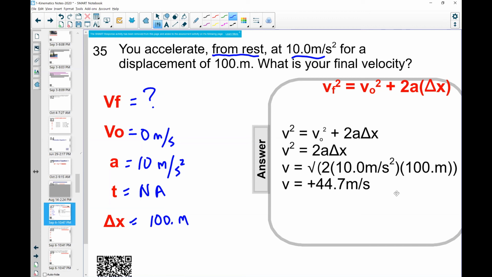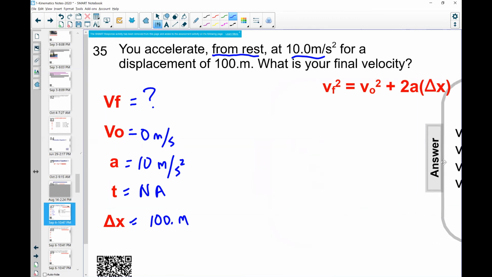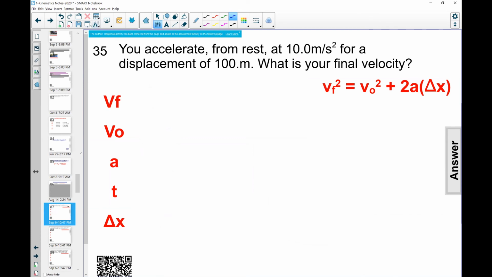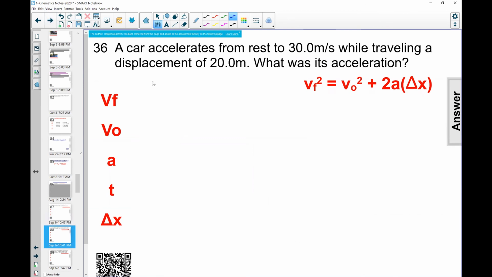All right, let's give you one that's maybe slightly more complicated. Well, not really more complicated, but instead of asking you for the variable it's already solved for, see if you can do it when it's asking you for a different variable. So a car accelerates from rest to 30 meters per second while traveling a displacement of 20 meters. What was its acceleration?